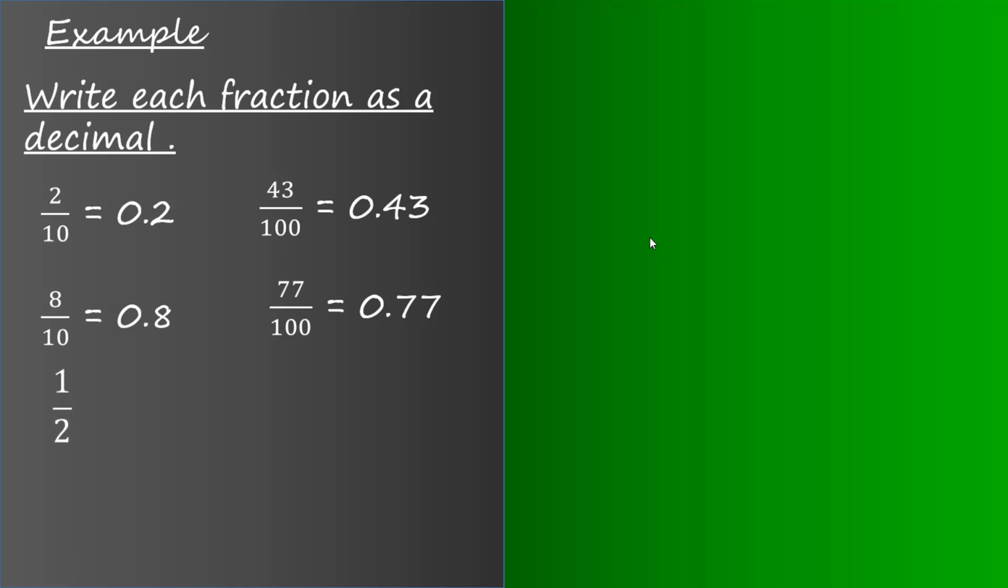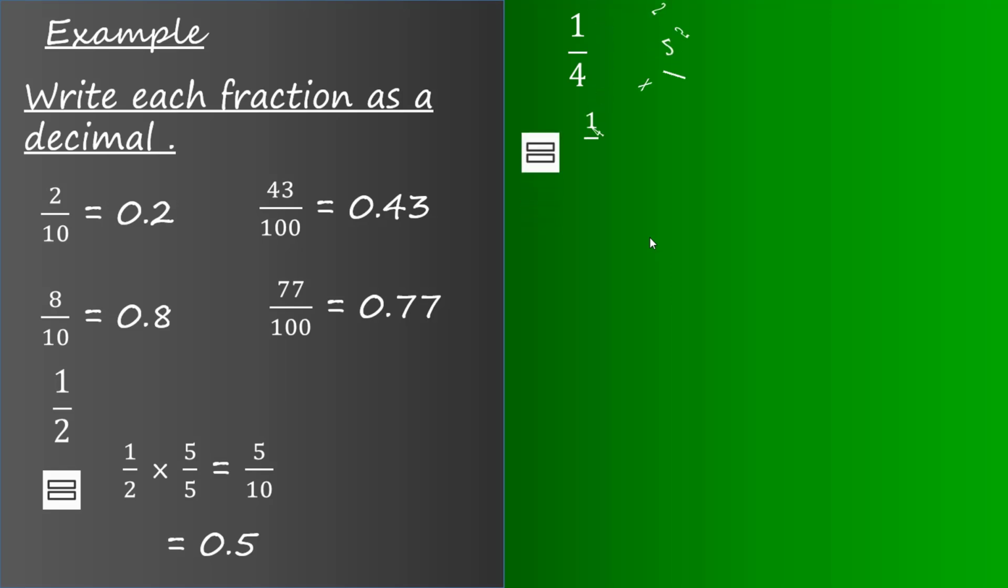But if we have a fraction like 1/2, how can we write the decimal form? Just ask yourself, how can we make the denominator 10? Just multiply this fraction by 5. So it will be 5 over 10. We can write it as 0.5. Another fraction, 1 over 4. Ask yourself how to make the denominator 100. Just multiply, it's easy, by 25. So multiply the two terms of the fraction by 25. So it will be 25 over 100 equals 0.25.